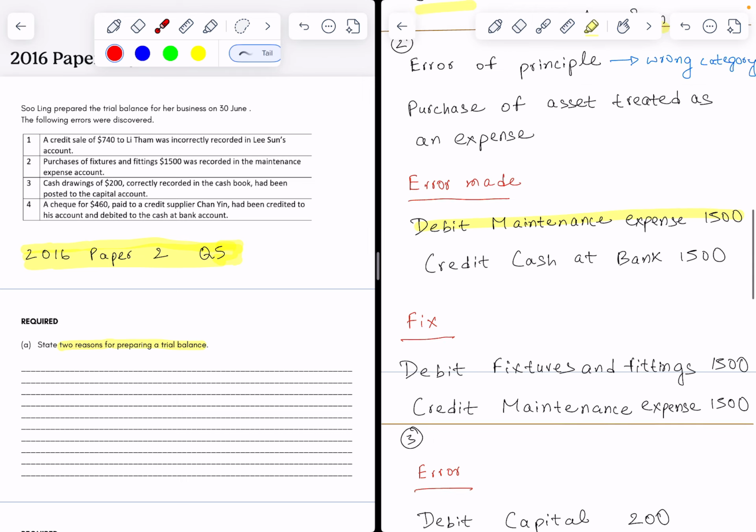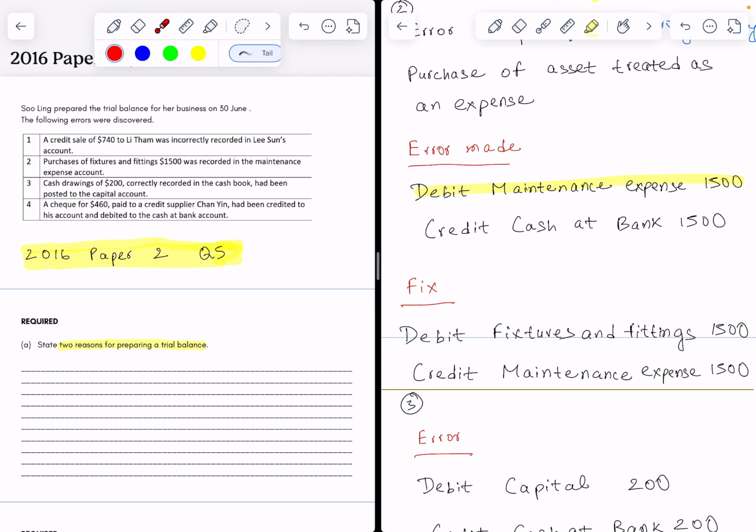So how do we fix this? To fix this, we need to reduce the maintenance expense by $1,500. When expenses go up, we debit them. But now that we have to reduce it, we are crediting maintenance expense by $1,500 to reflect that reduction. And simultaneously, we will increase the balance for our non-current asset, which is the fixtures and fittings account. When assets go up, we know that we debit them. So that's why we will debit fixtures and fittings by $1,500, and we will credit maintenance expense by $1,500 to reflect the reduction in expense, okay? So this is how you correct the second error that we have got.